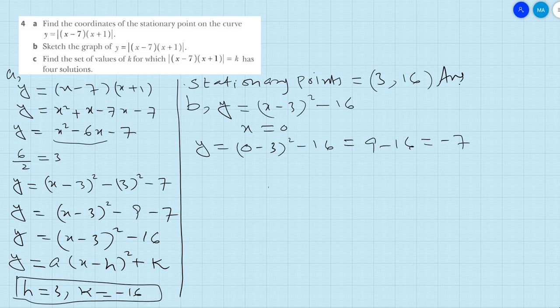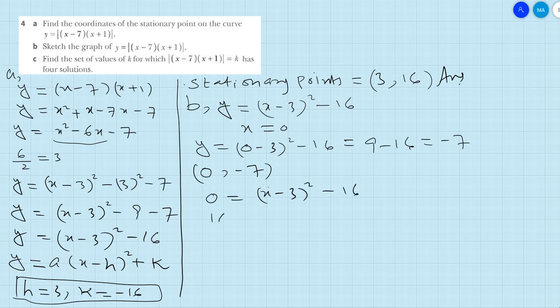So the first axis coordinate is x is 0 and y is minus 7. Okay. The second one is put y is equal to 0. So 0 is equal to x minus 3 square minus 16.